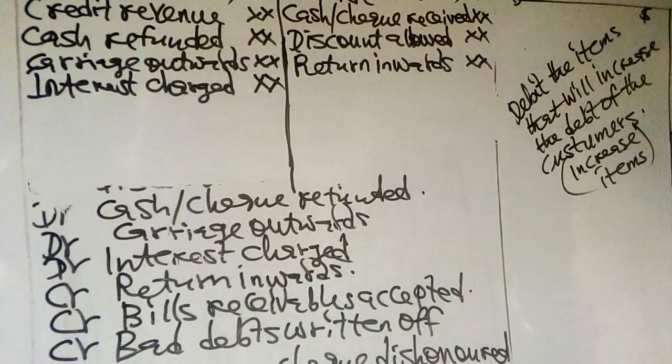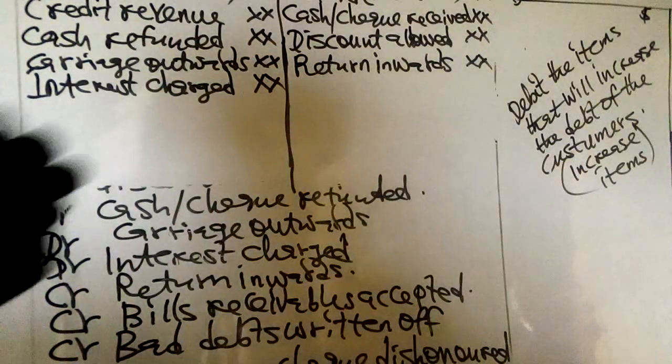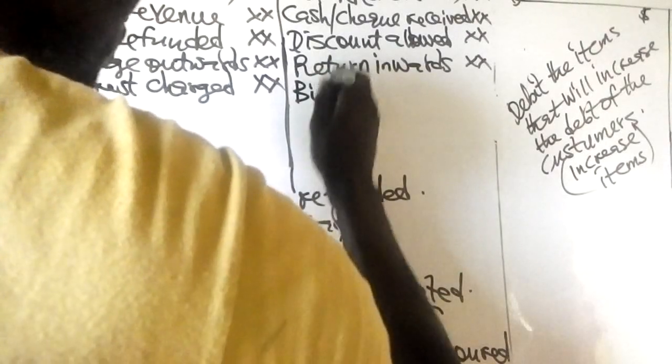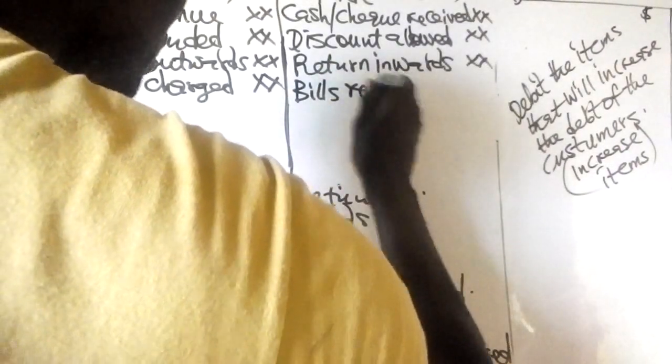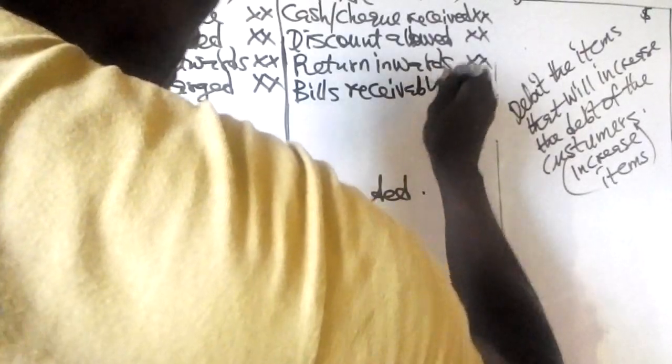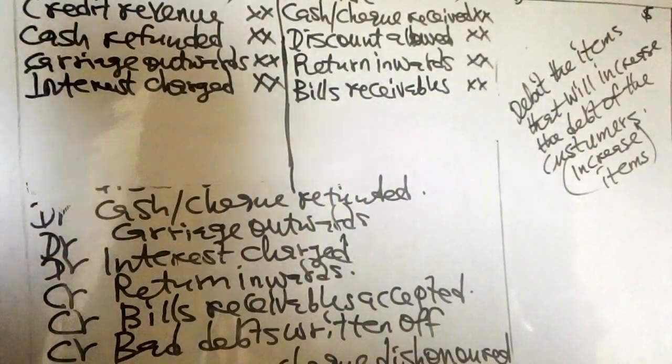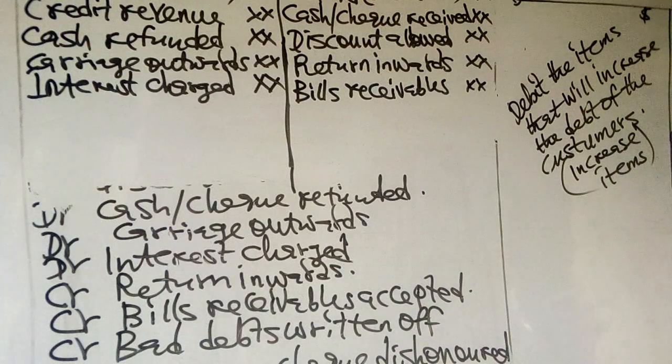Then we have bills receivable accepted. Bills receivable reduce the amount the customers are owing. I've told you that it is the accepted one that has to be recorded, but where you are given only bills receivable in the question, it is assumed that the bills receivable is accepted, so it will be recorded. But where you are given bills receivable separately and bills receivable accepted, you only record the one accepted. Then we have the bad debts written off.